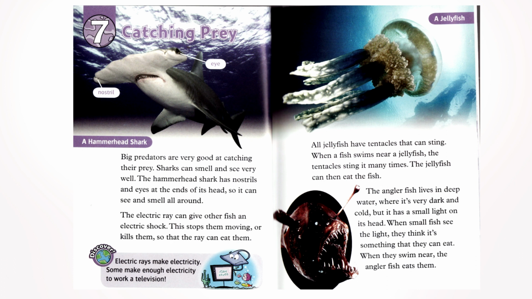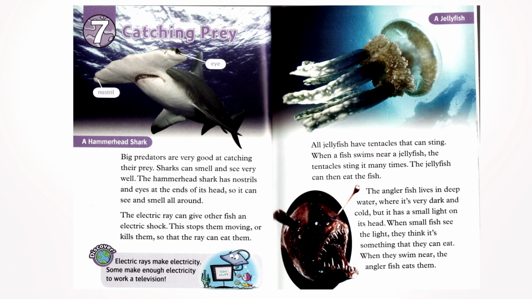This stops them moving or kills them, so that the ray can eat them. Electric rays make electricity. Some make enough electricity to work a television. All jellyfish have tentacles that can sting. When a fish swims near a jellyfish, the tentacles sting it many times. The jellyfish can then eat the fish.